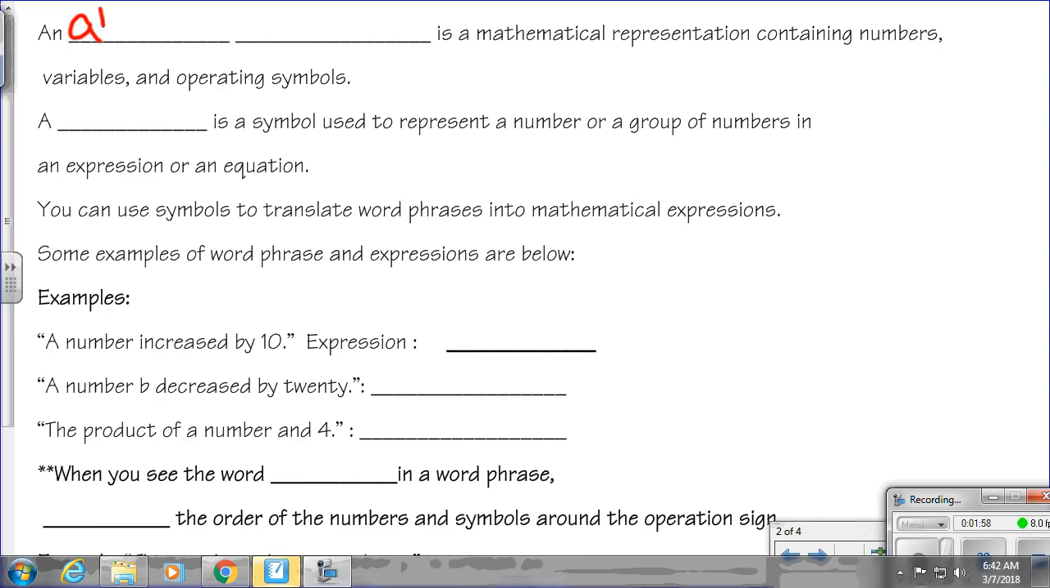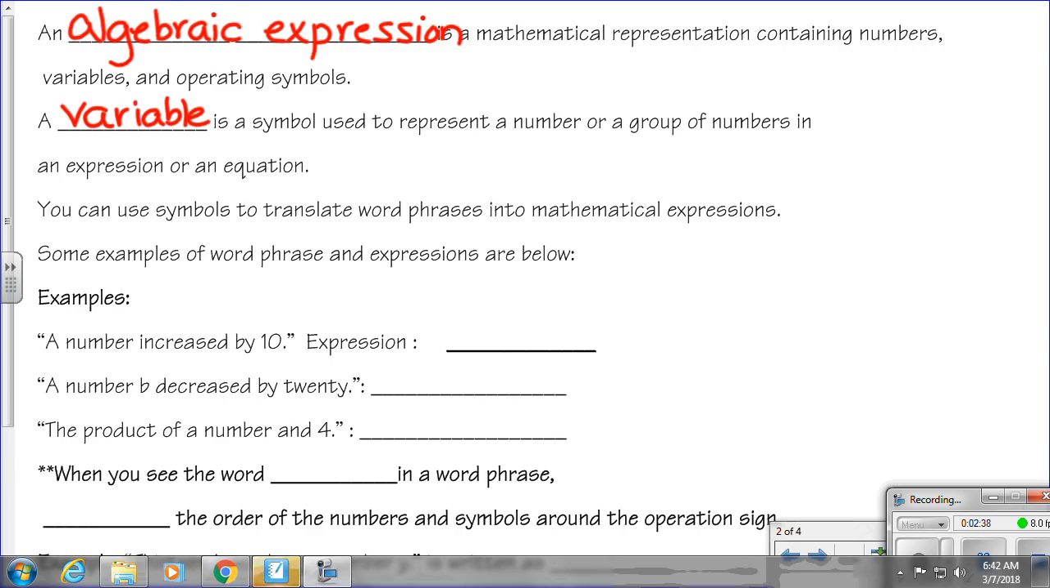An algebraic expression is a mathematical representation containing numbers, variables, and operating symbols. A variable is a symbol used to represent a number or a group of numbers in an expression or an equation. You can use symbols to translate word phrases into mathematical expressions. Some examples of word phrases and expressions are below.